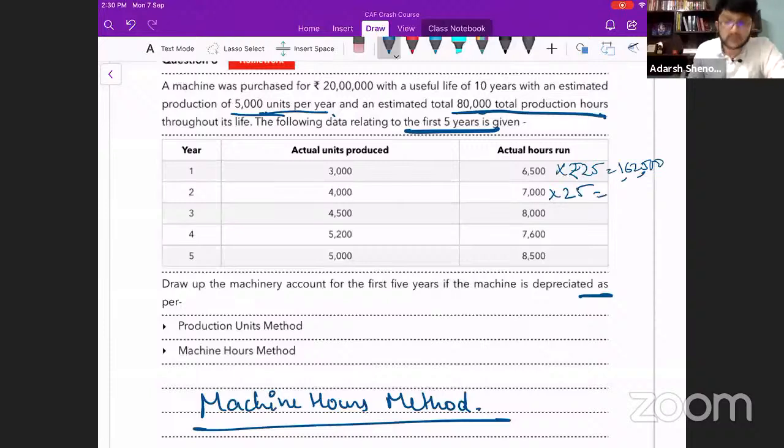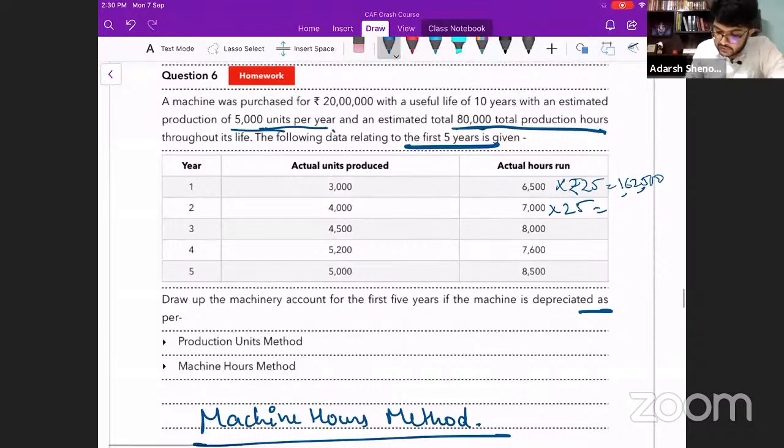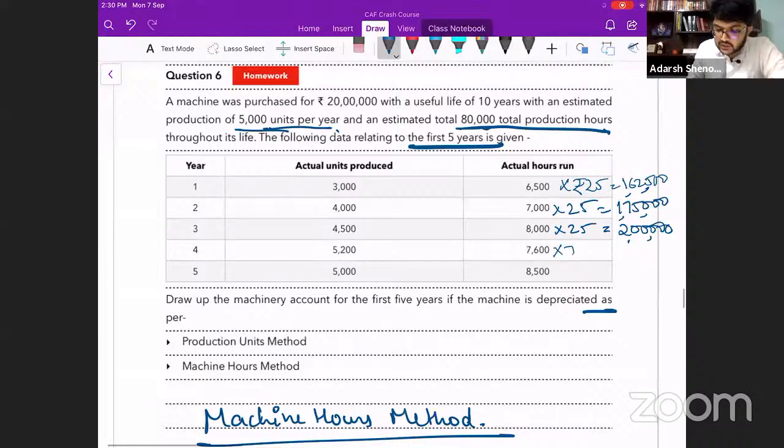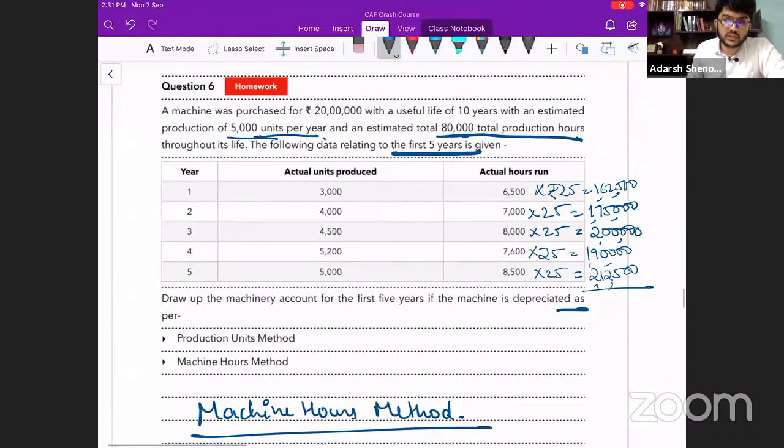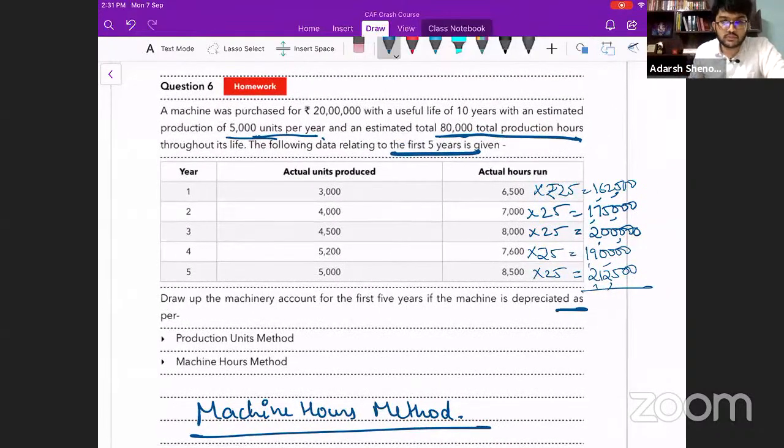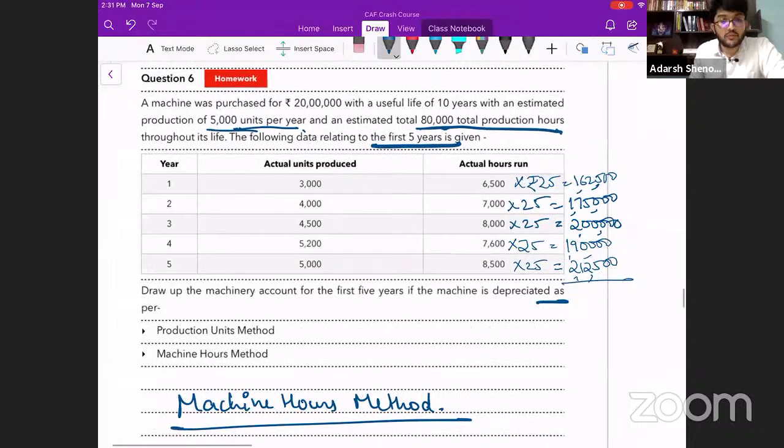Next, how much is it? 7,000 into 25, 1,75,000. Next, how much is it? 8,000 into 25, it is 2 lakh rupees. 7,600 into 25, it is 1,90,000 rupees. 8,500 into 25, it is 2,12,500 rupees. Can someone tell me the total just to confirm our answers later on? I'll tell you the last book value you should get after 5 years. How much is the total?